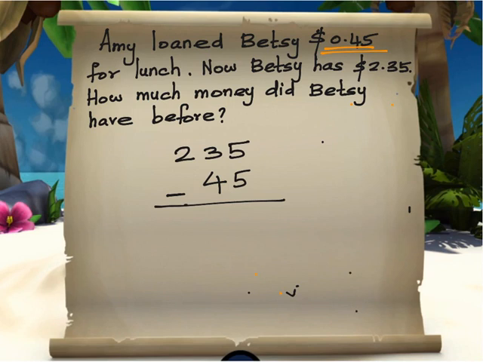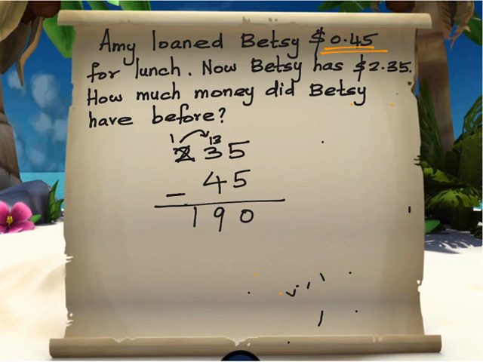So 5 minus 5 is 0. We cannot do 3 minus 4, since the 3 is a small number, so we have to borrow from the next column. We will borrow from here, and it will become 13, and this becomes 1. So 13 minus 4 is 9. That 1 comes down. So the answer is 190.